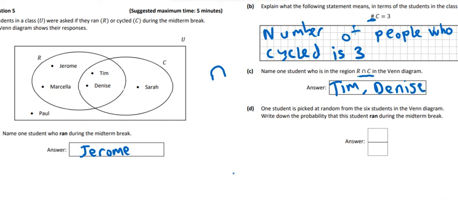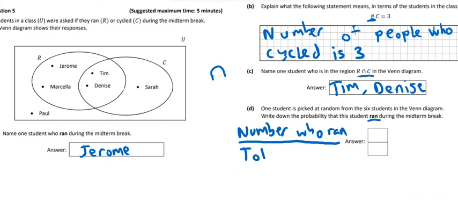And then part D, one student is picked at random from the 6 students in the Venn diagram. Write the probability that this student ran during the midterm break. So for probability, answers are always given as a fraction. What we're going to do is put the number who ran over the total number. So it's always over total with probability. Probability is always out of the total number, usually.